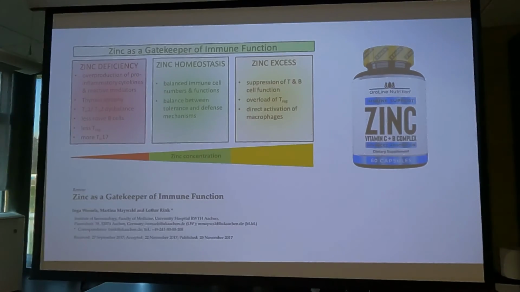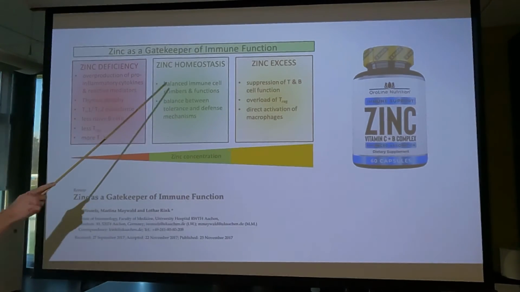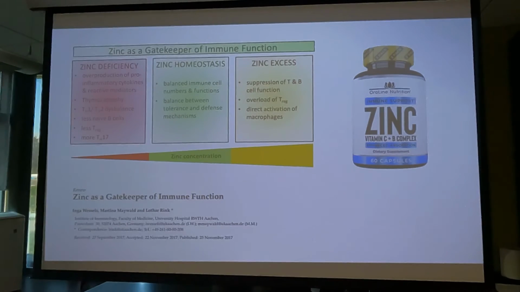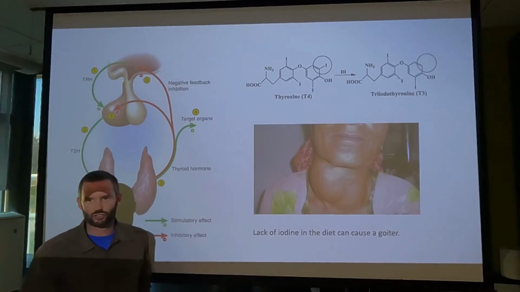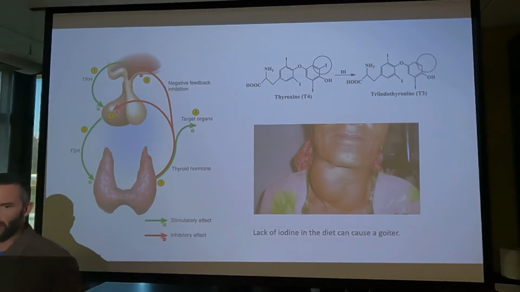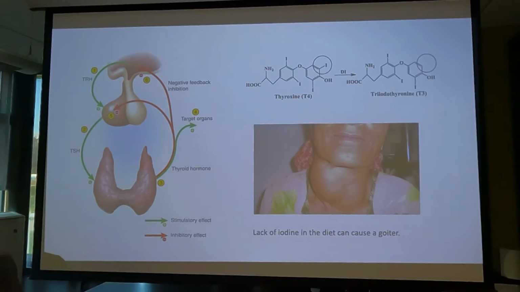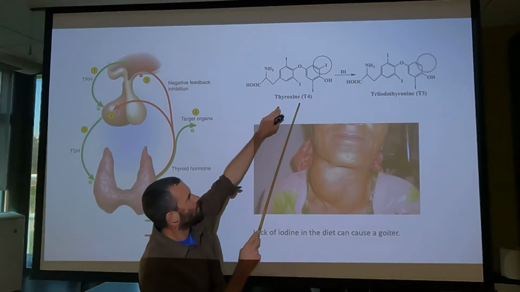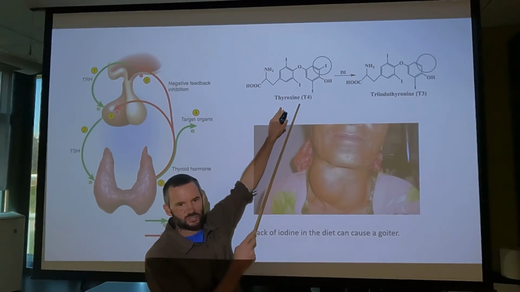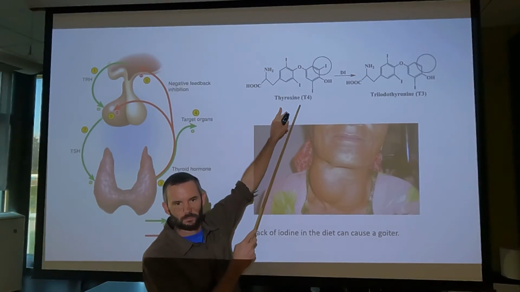What about zinc? Zinc is involved in immune function. And the last one that I'm going to talk about is iodine. Iodine is a trace element. Why does the body need iodine? Well, iodine is required to build thyroid hormone.